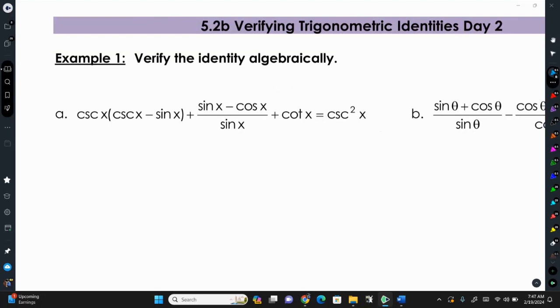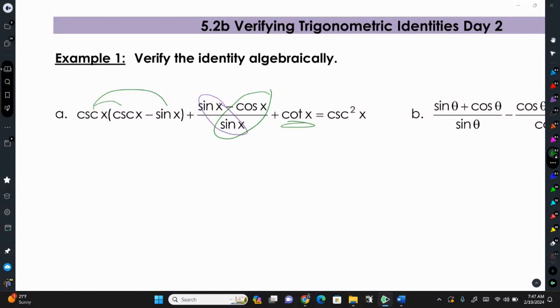Now, while I'm looking at this, a couple of things that I notice is that if I were to distribute this, I get cosecant times sine, which is going to be equal to 1 because cosecant is 1 over sine. So I know that will cancel out. If I look at my second fraction here, and I split this up into two fractions, that gives me another sine over sine, which is 1. And then here, cosine over sine is cotangent, and I have a cotangent right here.